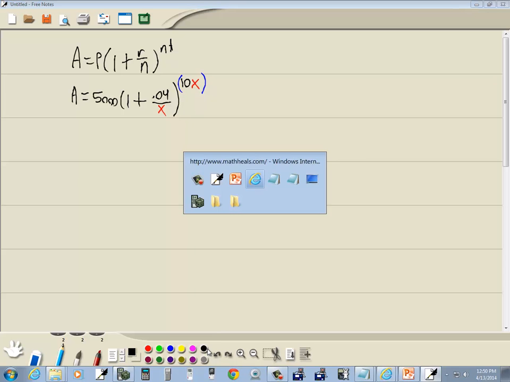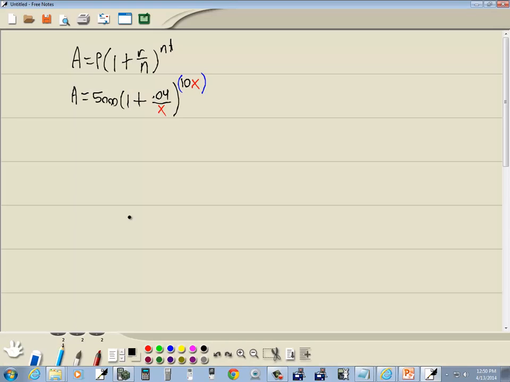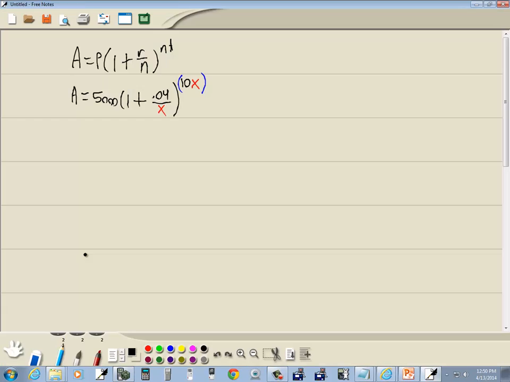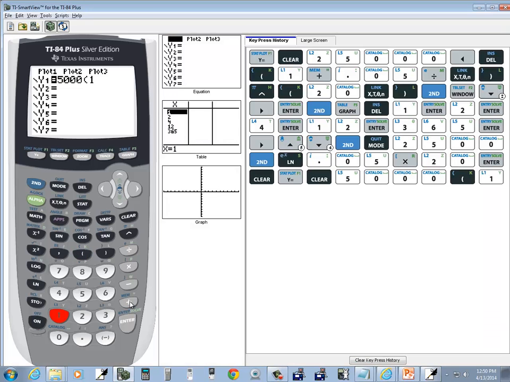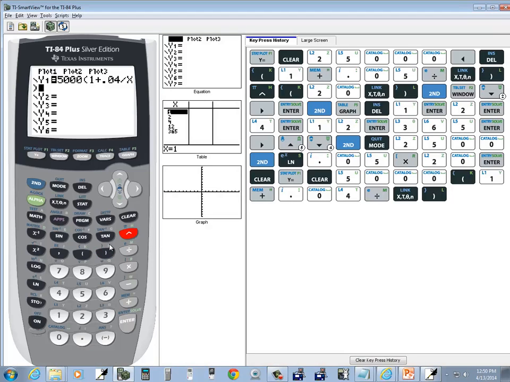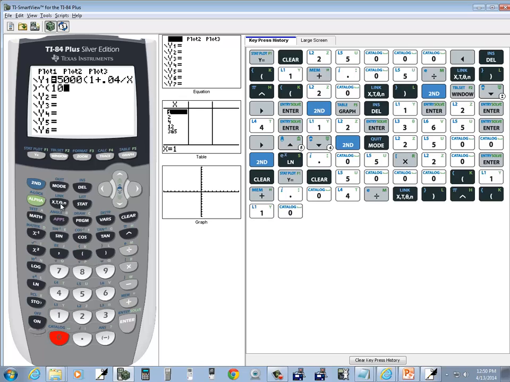Okay, let's put this in our calculator. We're going to let the calculator do most of the hard work for us. So I'm going to go to y equals, clear. And I got 5,000, beginning parentheses, 1 plus 0.04 divided by x, closing parentheses, caret, we're raising it to a power, beginning parentheses, 10x, and I'll put a closing parentheses on the exponent.